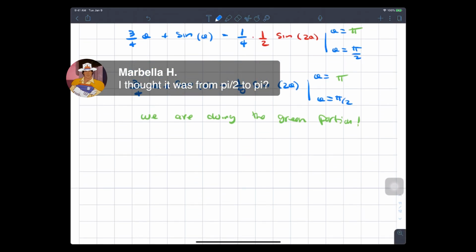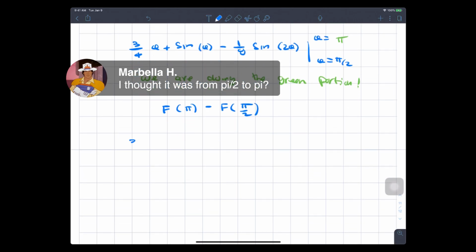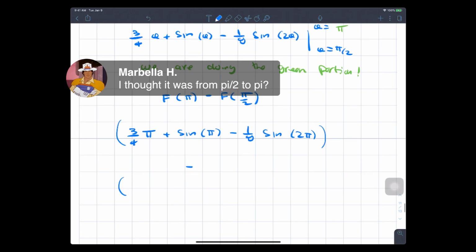So when you plug this in, remember you're trying to find f of pi minus f of pi over 2. They're kind of nicer to work with. Let's be careful. 3/4 pi plus sine pi minus 1/8 sine 2 pi. Now, this is the first. I have to subtract now. 3/4 pi over 2 plus sine of pi over 2 minus 1/8 sine of 2 times pi over 2. Now let's double check.